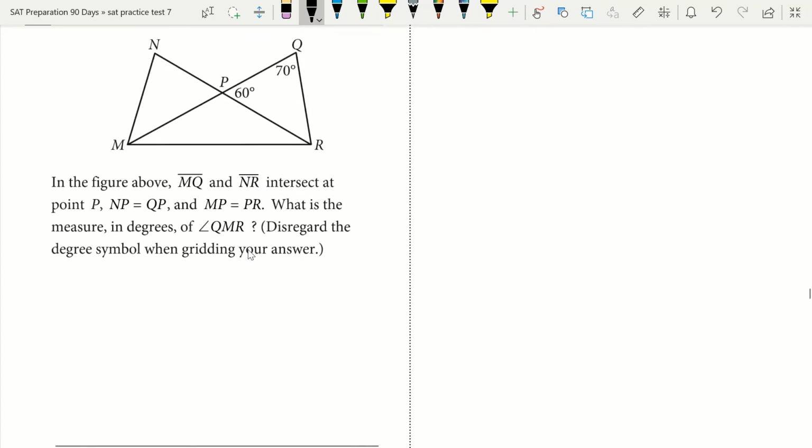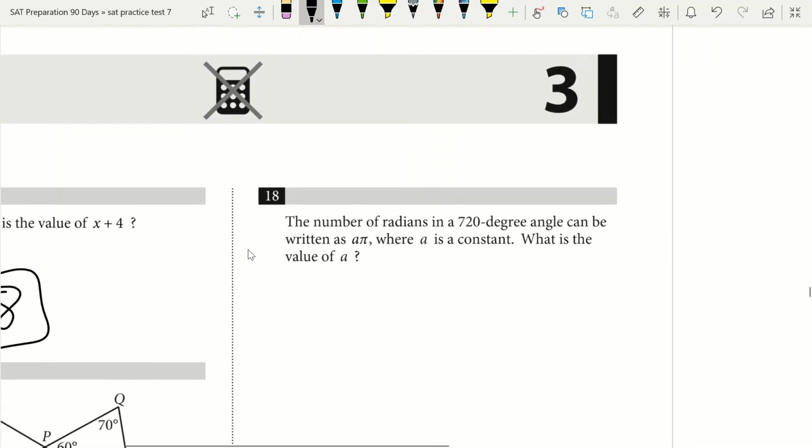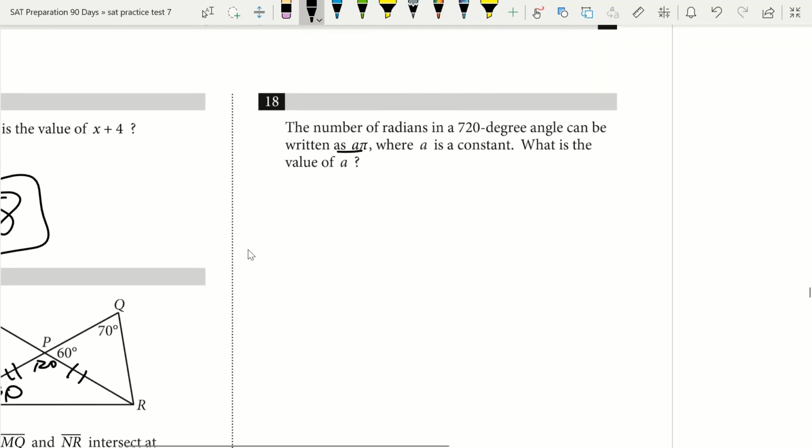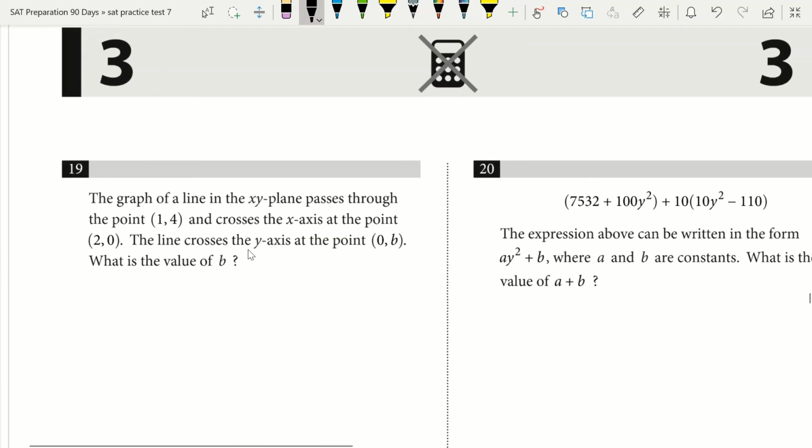In this right here, I'm asked for the angle of QMR. That's right here. I see I've got 120 here, an isosceles triangle here, which means I have a 30 there. Answer is going to be 30. Okay, next up I've got 18. The number of radians in a 720-degree circle can be written as that. What's the value of a? Okay, that's going to have to be 4 since there's 2 pi radians in every 360 degrees, and we had 720. A graph of a line passes through these 2 points. What's the value of b here? I see if I go from 2 to 1, I go up 4. Going from 1 to 0, I've got to go up another 4. Answer there is going to have to be 8.